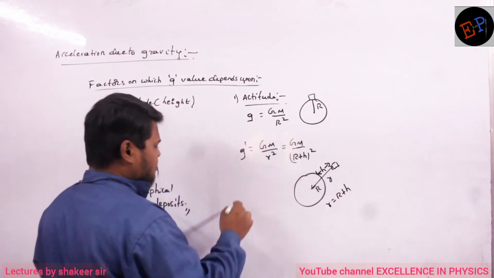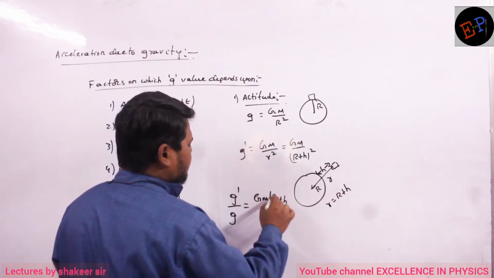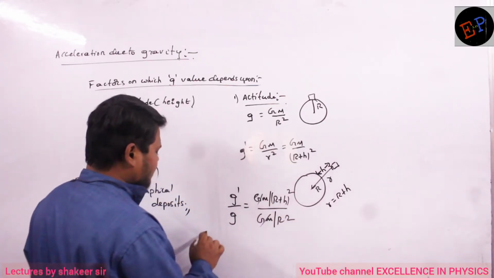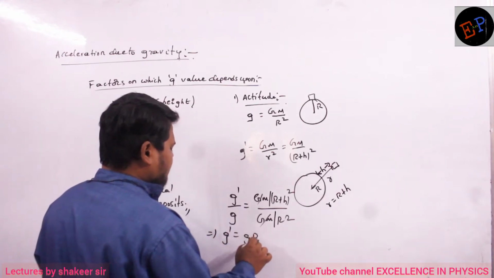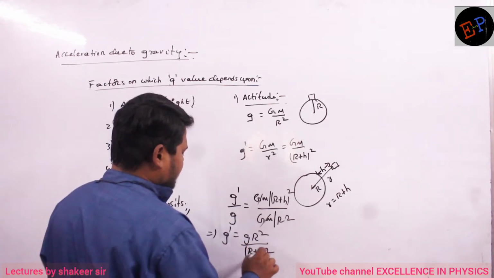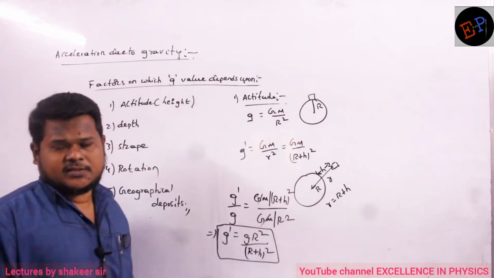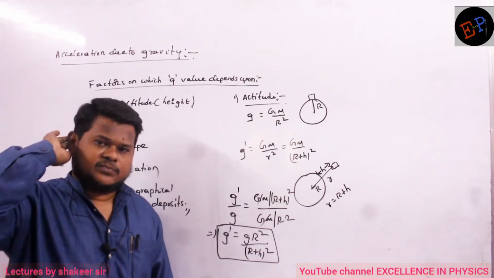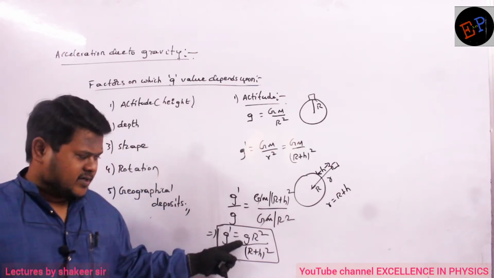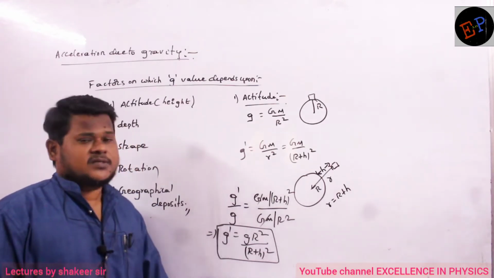Therefore, if I divide these two equations, g dash by g is equal to GM divided by (R plus H) whole square, divided by GM by R square. So GM and GM get cancelled. So g dash is equal to g R square divided by (R plus H) whole square. So this is the equation to calculate g dash. What is meant by g dash? The g value at a particular height, where g is the gravitational acceleration on the surface of Earth.